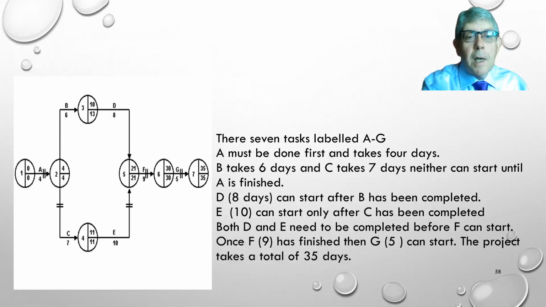There are 7 tasks labelled A to G. A must be done first and takes 4 days. B takes 6 days and C takes 7 days. Neither can start until A is finished. D, taking 8 days, can start after B has been completed. E takes 10 days, can start only after C has been completed. Both D and E need to be completed before F can start. Once F, which takes 9 days, has finished, then G, which takes 5 days, can start. The project takes a total of 35 days.